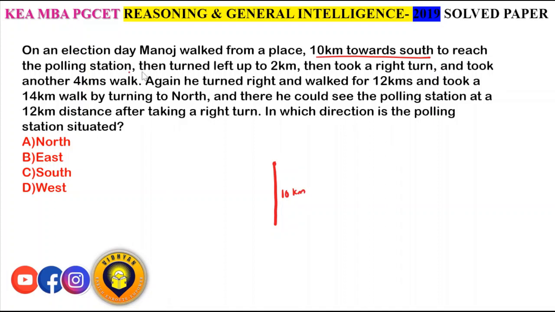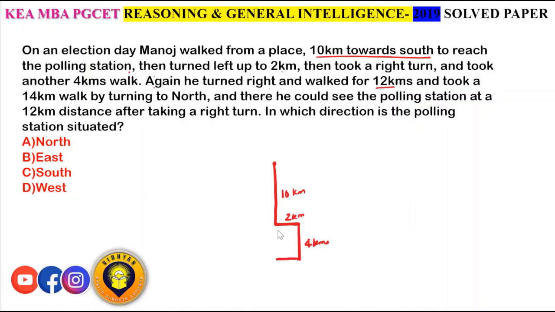To reach the polling station, then turn left up to 2 kilometers. So after going up to 10 kilometers, later he turned left, and he moved up to 2 kilometers. Then he took a right turn and took another 4 kilometers. Now he was moving in the east direction. Then again he turned right, so he was moving in the south. Then again he turned right and walked for 12 kilometers.